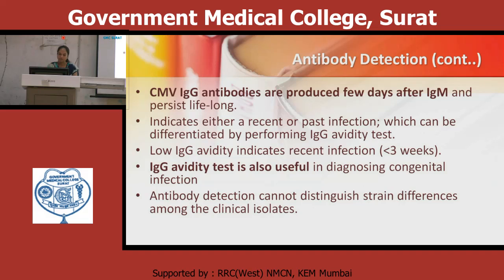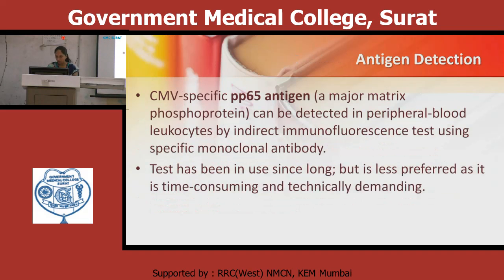Antigen detection. CMV-specific PP65 antigen, the major matrix phosphoprotein, can be detected in peripheral blood leukocytes by indirect immunofluorescence test using a specific monoclonal antibody. The test has been used for a long time but is less preferred as it is time consuming and technically demanding.